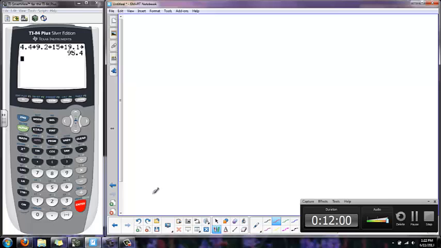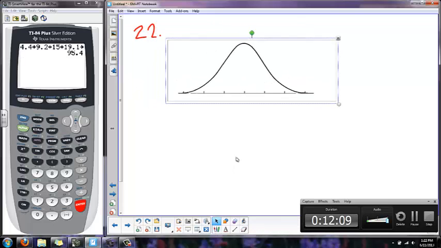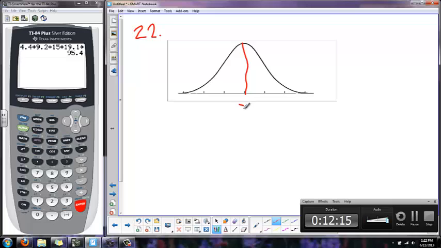Alrighty. The scores on a test approximate a normal distribution. This is question number 22. A normal distribution with a mean score of 72, and a standard deviation of 9. Approximately what percent of the students taking the test received a score greater than 90?